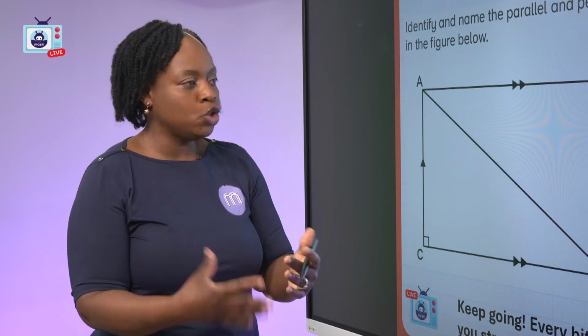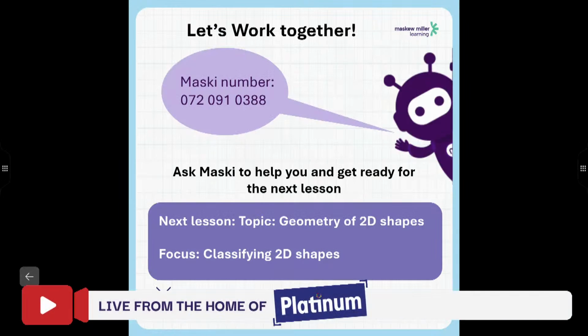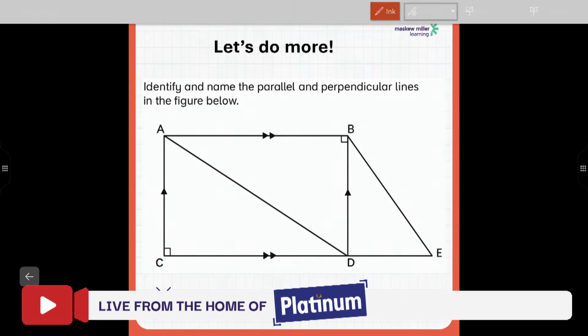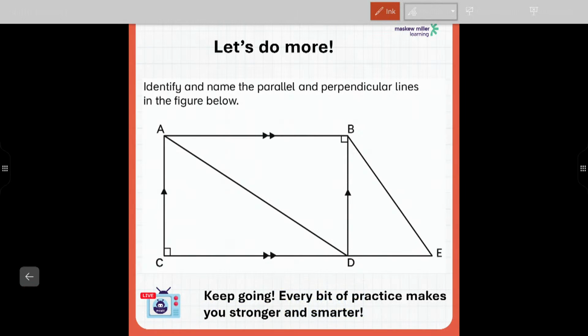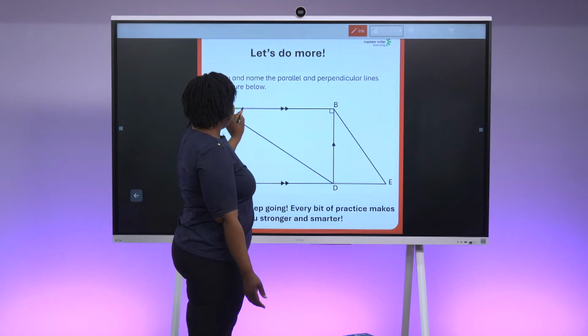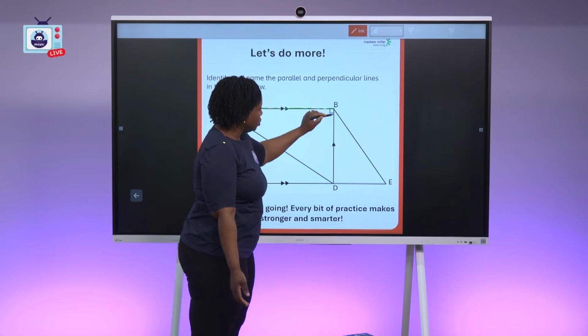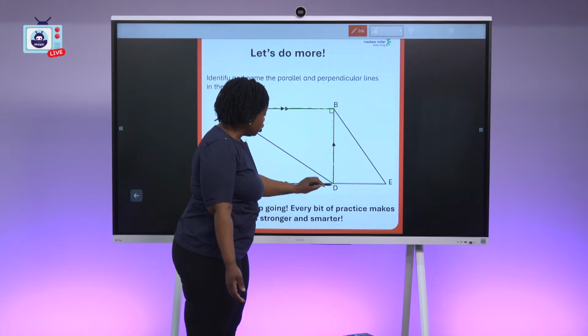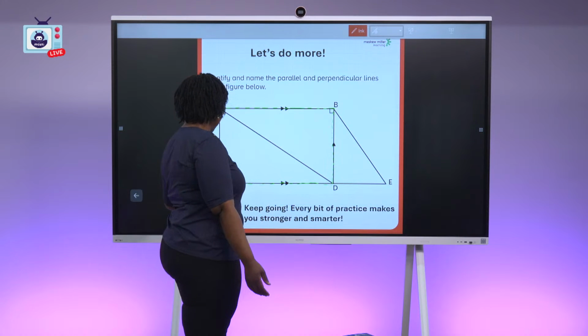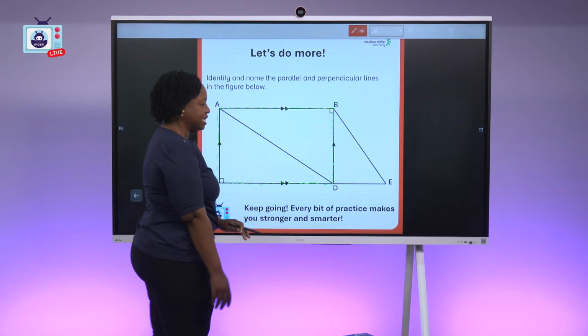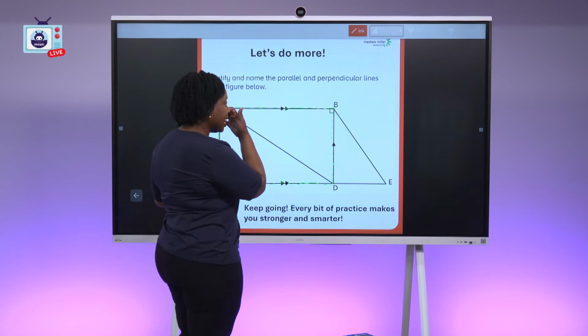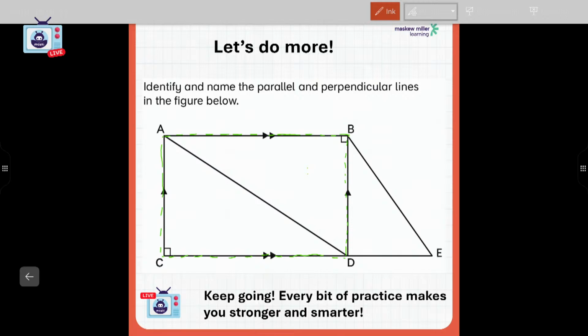So before we can even do anything, we need to identify what we are going to work with, because when we are working with perpendicular and parallel lines, we do not deal with a triangle. So here, for example, if you check what I'm trying to highlight, that is our rectangle ABCD. That's our focus. With rectangle ABCD, we have AB with 2 arrows and CD with 2 arrows. So that means we have identified our parallel lines.